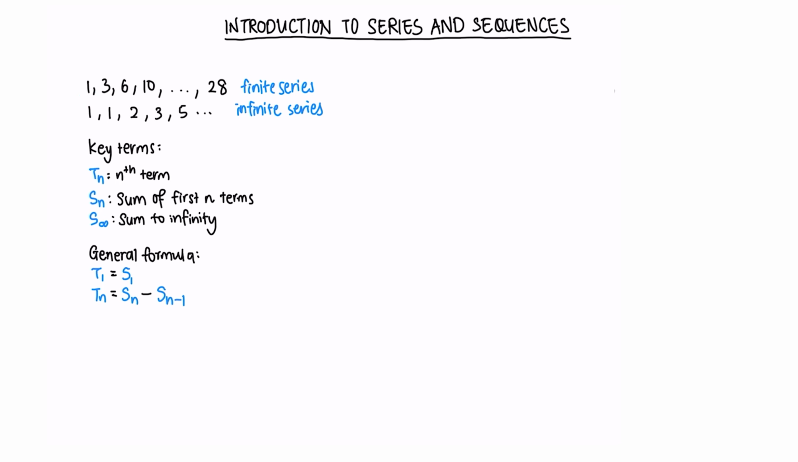The next thing is Tn equals Sn minus Sn minus 1. So what we can see here, let's say we want T4 over here. T4 is just S4 minus S3. Can you see that? This applies generally to all of Tn. Any of the n terms over here will fulfill this formula. With this in mind, let's solve a question.